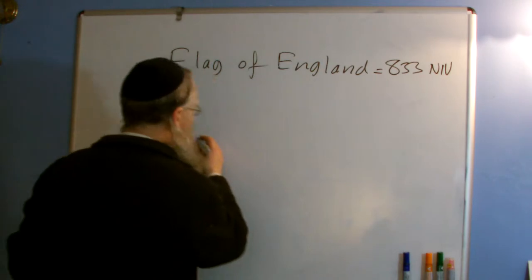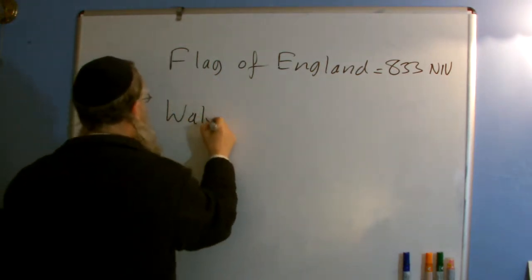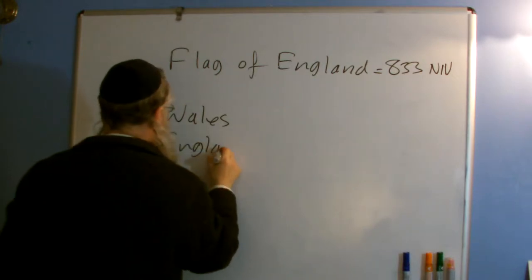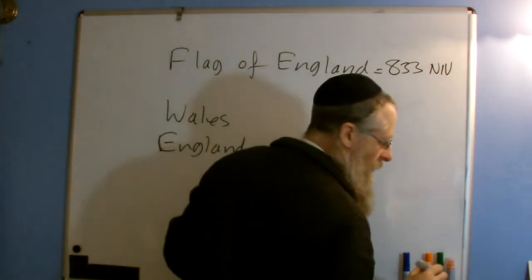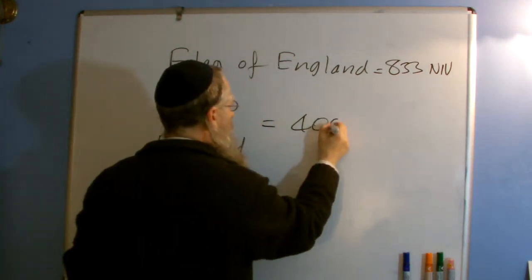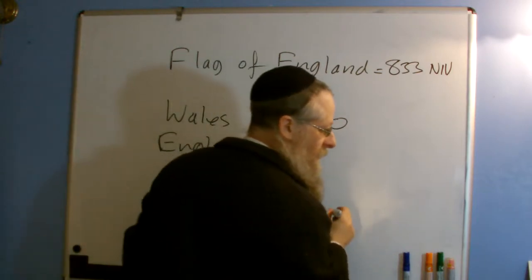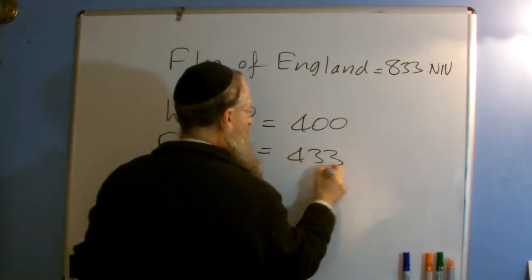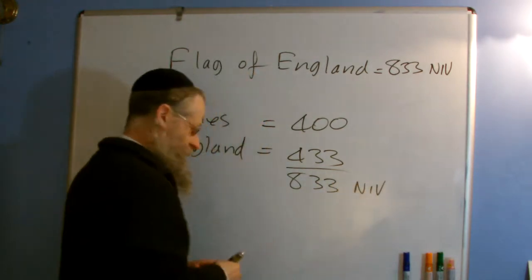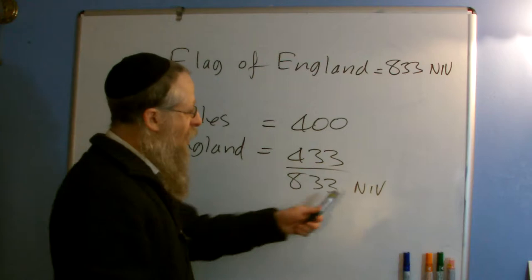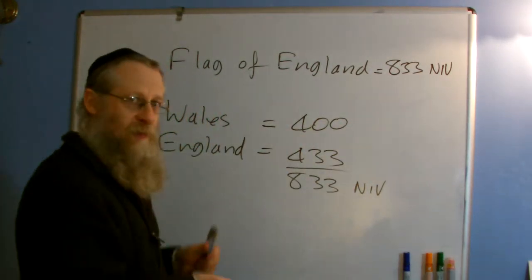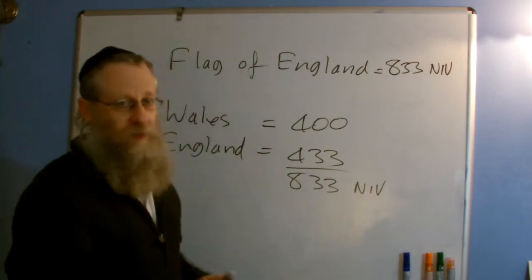If we take the word Wales and the word England, we're going to combine them together, and we're going to use the NIV value again. So this gives us 400, and this one gives us 433, and we get 833 as the NIV value. It's a strong connection because we're using the same system in Move, and therefore there's a tie between England and Wales within the Flag of England.